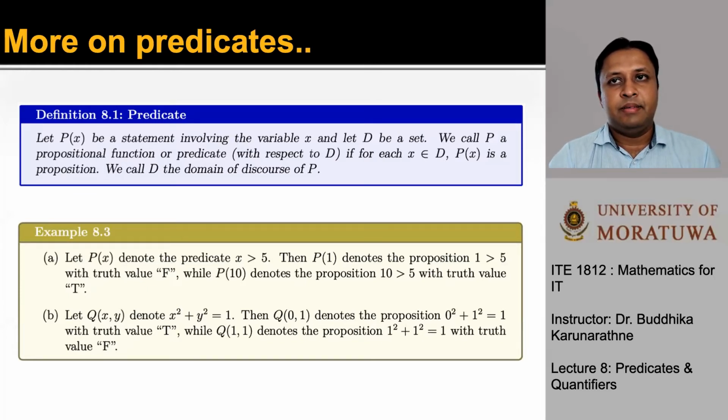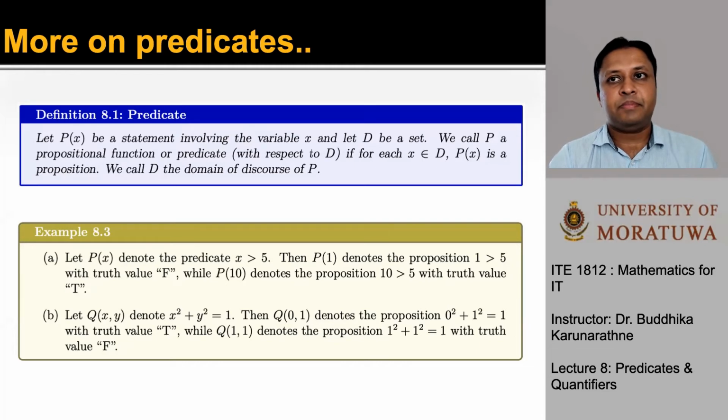Part A, let P(x) denote the predicate x greater than 5. Then P(1) denotes the proposition 1 greater than 5, which is false, and the truth value becomes F. While P(10) denotes the proposition 10 greater than 5 with truth value true, because the statement becomes true in that scenario.